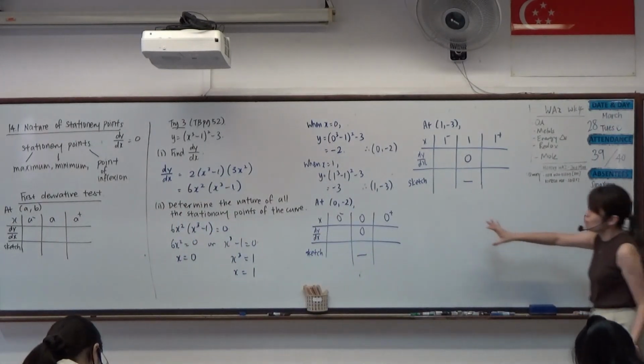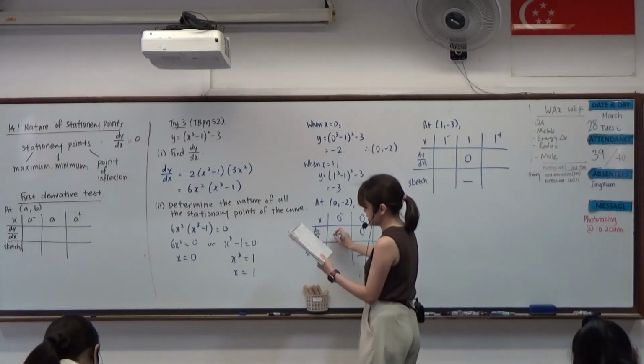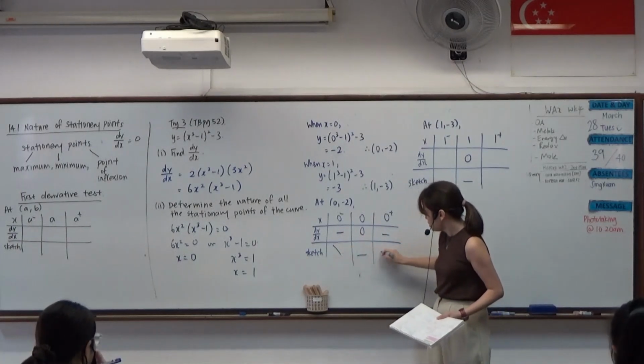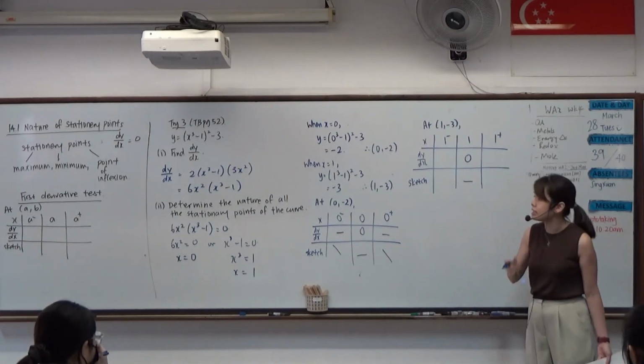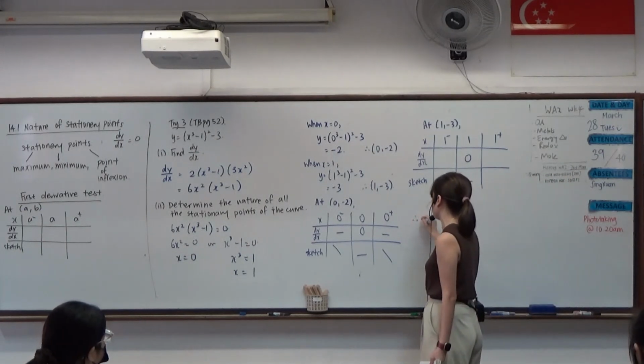So with this, I hope that you have managed to figure out that the sign in this particular case should be negative, negative. So your sketch looks like this, and therefore your (0, -2) is a point of inflection.